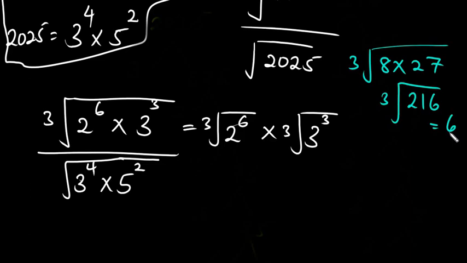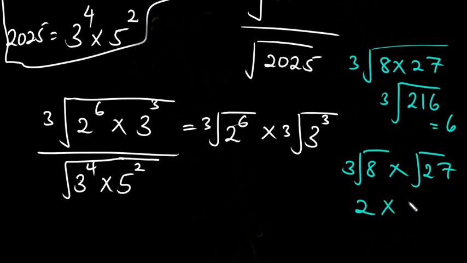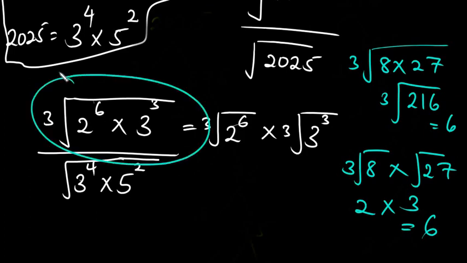One can also decide to split it this way: the cube root of 8 times the cube root of 27. So the cube root of 8 is 2, and then the cube root of 27 is 3. 2 times 3 is 6. So you see, the two of them are going to give us the same answer. Now, this means that for this case also, it will still work. So let me clear this one.